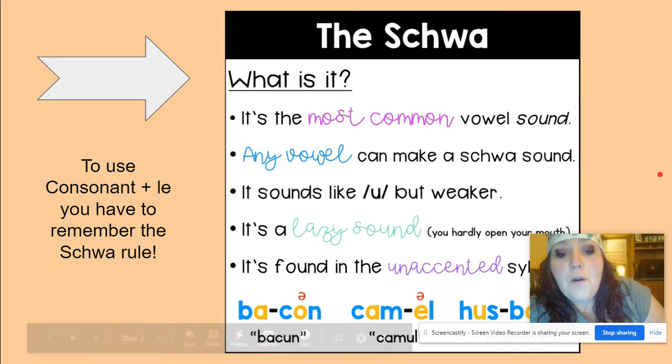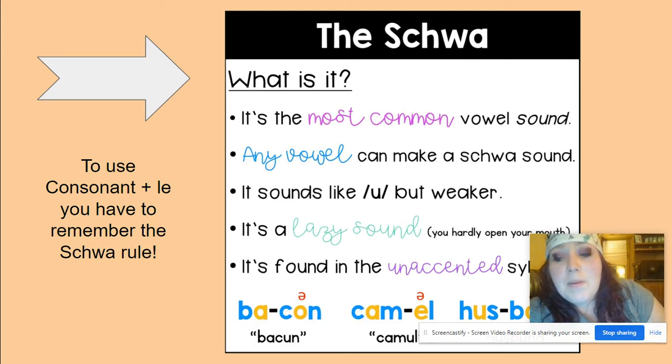All right. So first things first, in order to use the consonant LE, we have to remember the schwa rule. So we just went over the schwa rule. And if you don't remember it or you missed out on learning about the schwa rule, you will want to go back and watch my schwa rule video to get up to date on that because this will really help you. So just as a quick review, remember, it's that most common vowel sound that any vowel can make. It sounds like the U, but weaker. It sounds like uh. Remember, we just barely open our mouth.